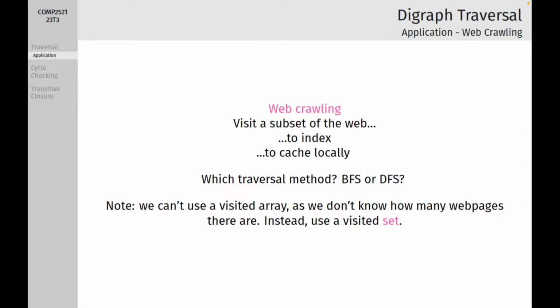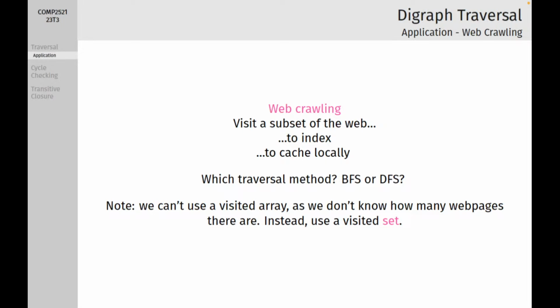Here's an application of digraph traversal. We said earlier that the internet is a giant directed graph, where the vertices represent web pages and your edges represent hyperlinks. And it's directed because even if one page has a hyperlink to another page, that doesn't mean that page has a hyperlink back. So it's a directed graph.